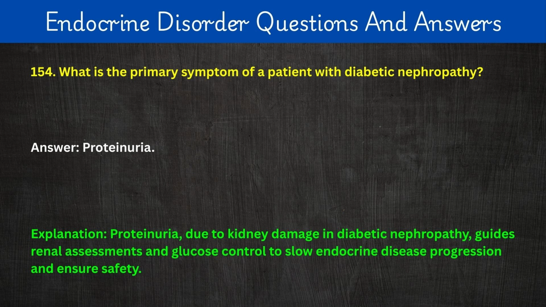154. What is the primary symptom of a patient with diabetic nephropathy? Answer: proteinuria. Explanation: proteinuria, due to kidney damage in diabetic nephropathy, guides renal assessments and glucose control to slow endocrine disease progression and ensure safety.